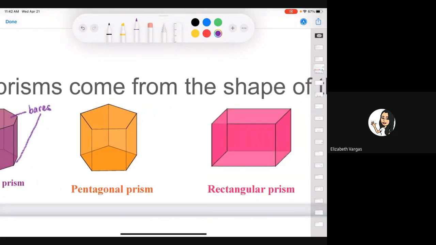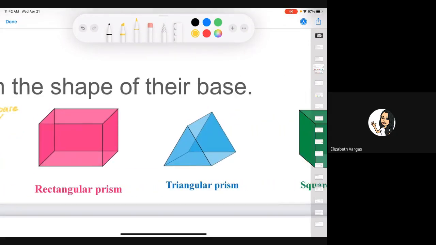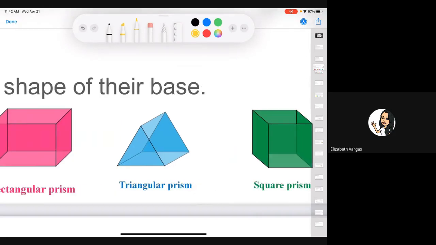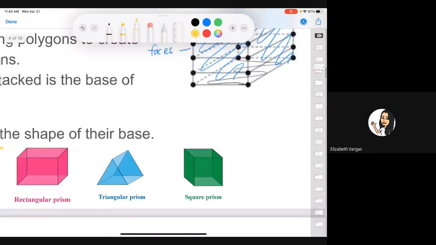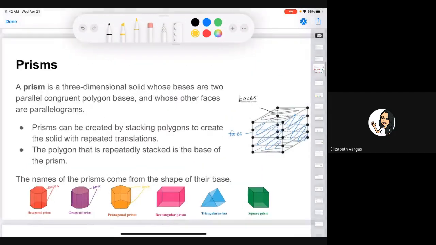We also have a pentagonal prism, same thing. The bases would be pentagons because the prism is named after the base. We have a rectangular prism, again, the bases are those rectangles. A triangular prism, the bases would be those triangles, and we're stacking those triangles on top of each other to get this 3-dimensional figure. And then lastly, a square prism. Once again, the prisms are named based on the shape that is shown at the base. Okay, any questions about prisms?